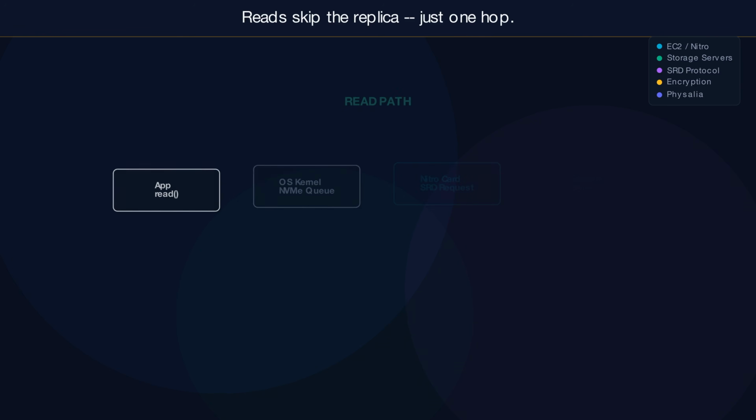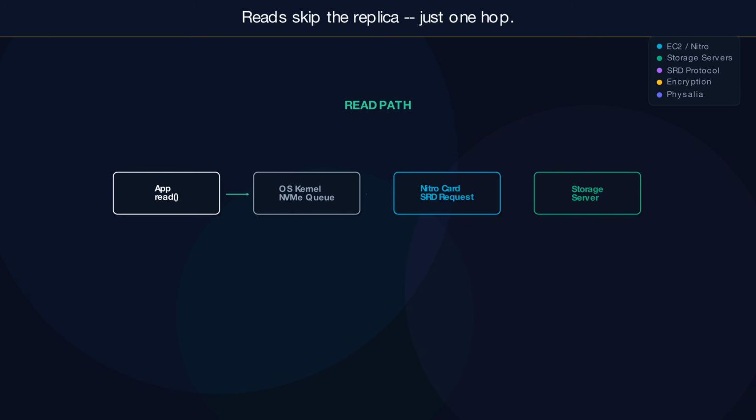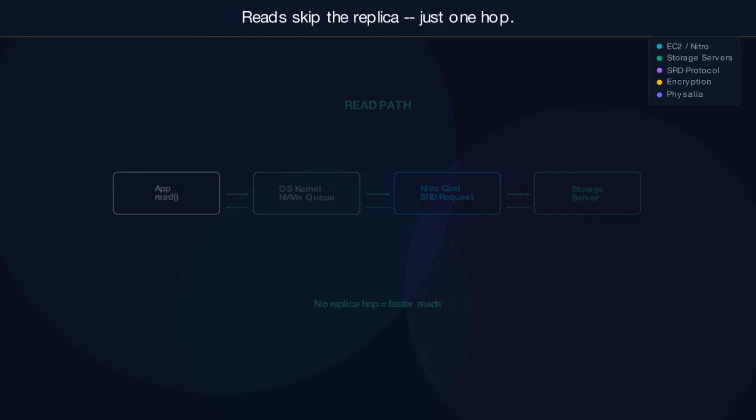Reads are simpler. The Nitro card sends the read request to the storage server that holds the data. The server reads from its SSD and sends the data back over SRD. The Nitro card decrypts the block and places it on the NVMe completion queue. No replica involvement on reads, just one hop. This is why reads are typically faster than writes.